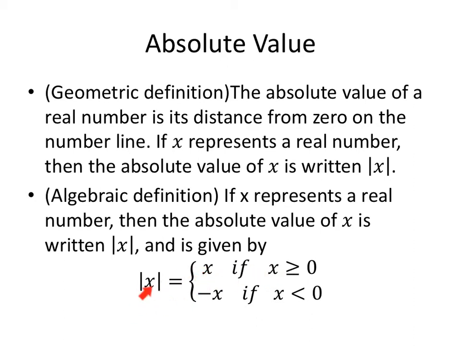Now, if your input is less than 0, this is our domain restriction here, so if your input is a negative number, like the absolute value of negative 7, it is less than 0, and so I change the sign, it's the opposite. So the negative of negative 7 is positive 7. The result will always be non-negative.